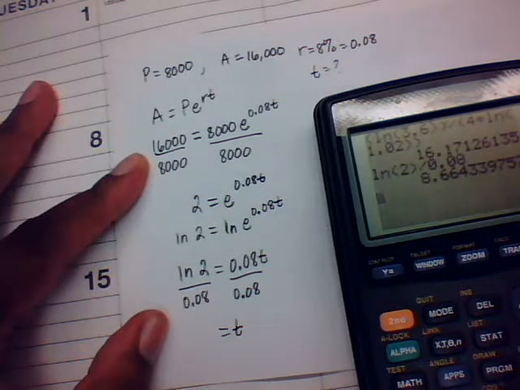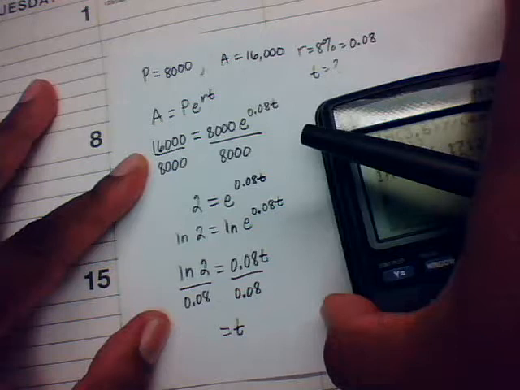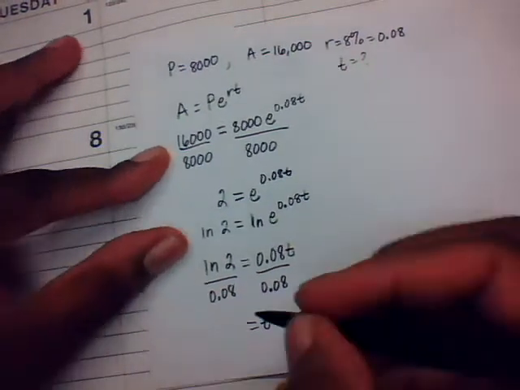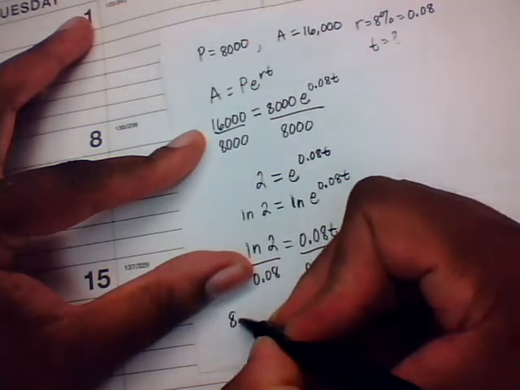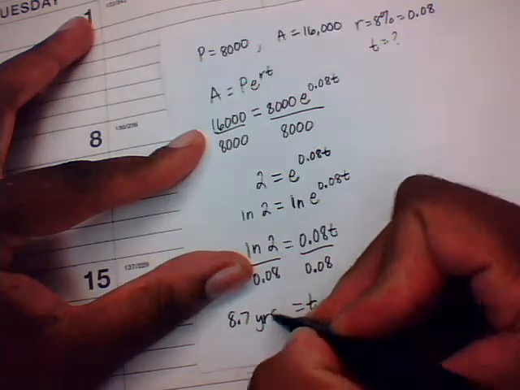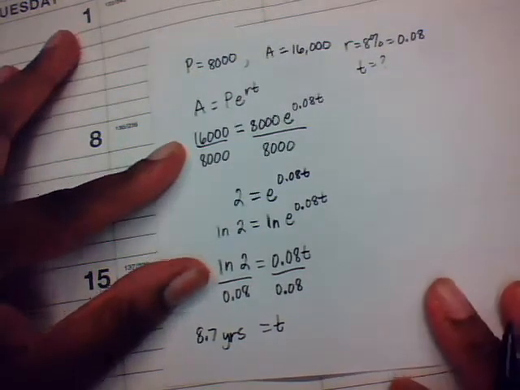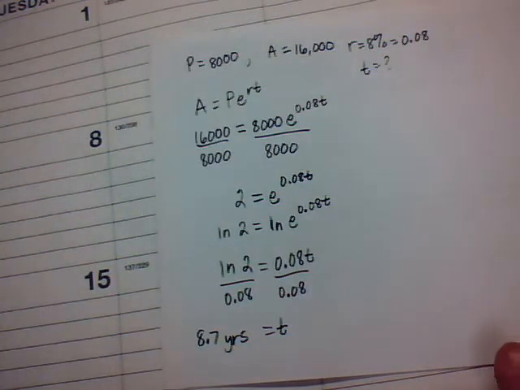Let's see, to the nearest 10th, 8.66 will be 8.7. And it'll be 8.7 years, because the time would be in years. So it's going to take 8.7 years for an $8,000 investment to reach $16,000 at 8% compounded continuously.